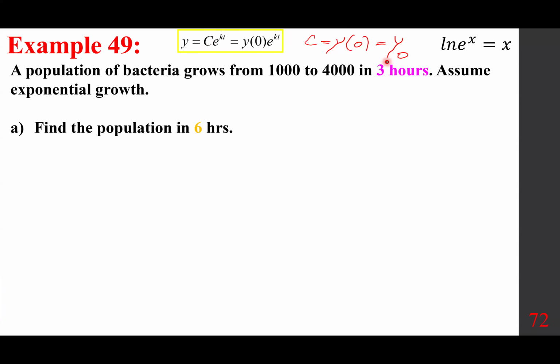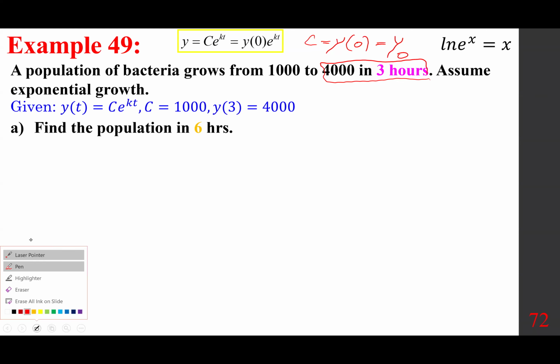And then this one is y sub what? Y sub 3 is 4,000. Y at t equals 3 is 4,000. So let's write the given. After you read the question, you want to make sure you understand what's given. So you write down y of t has this formula. C is given as 1,000 and y of 3 is 4,000. You start with that.